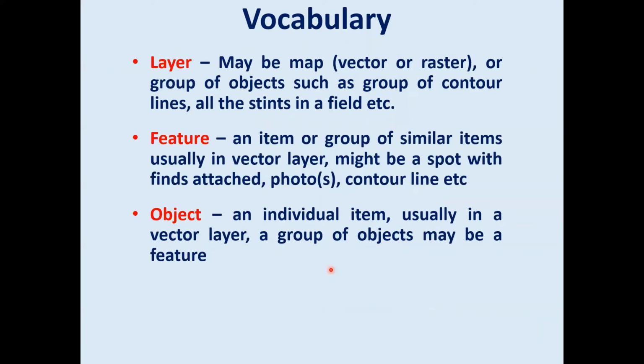Some other words, a layer. A layer might be a map, and that could be a vector map or a raster map, or it might be a group of objects, such as a group of contour lines, or all the finds in the field that you've put in. A feature is an item or group of similar items, usually in a vector layer, but it might be a spot with finds attached, it might be a photo, it might be a contour line. And there are objects. An object's an individual item, usually again in a vector layer, and a group of objects might be a feature. Sometimes you'll find me or others will actually use feature and object interchangeably.